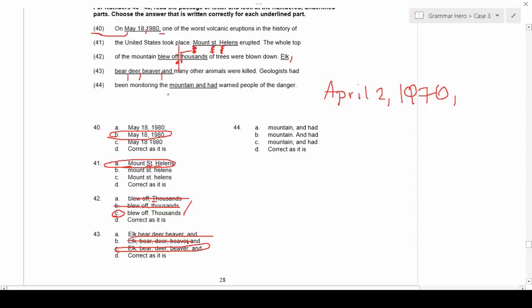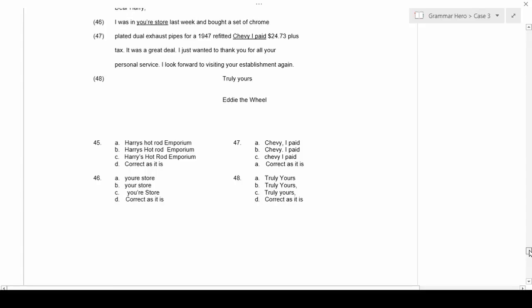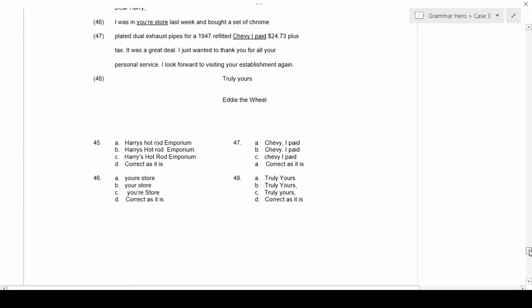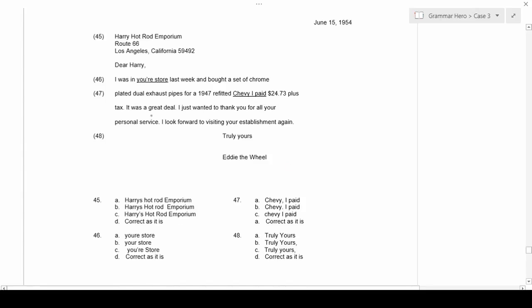Geologists had been monitoring the mountain and had warned people of the danger. Okay? That is correct as it is. Okay? This is the very last section. We're given a letter and we're asked, as we did with the last paragraph, to decide what's correct and what's incorrect. So 45, this is the heading of the letter. Everything in the heading of a letter should be capitalized. Harry's Hot Rod Emporium. Well, this says Harry Hot Rod Emporium. Should be Harry's Hot Rod Emporium.